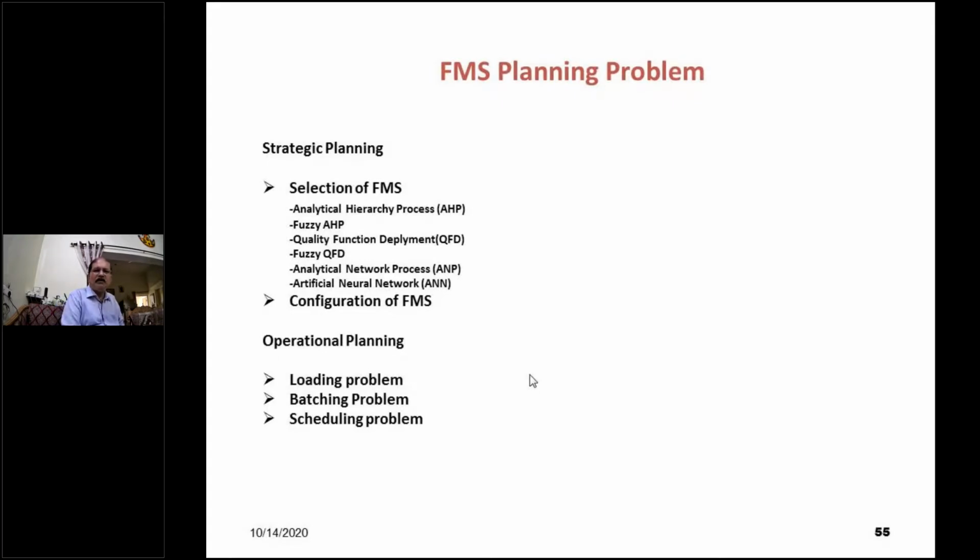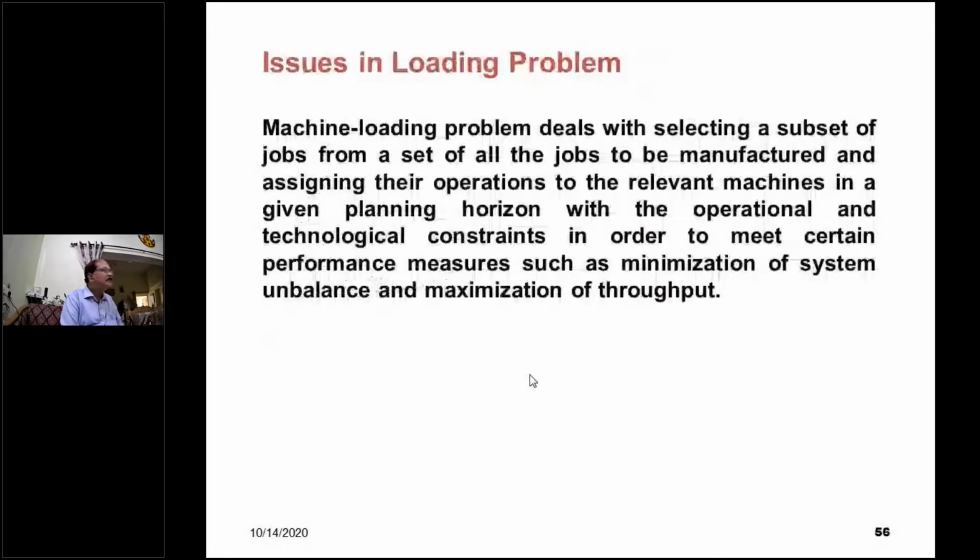The machine loading problem deals with selecting a subset of jobs from a set of all the jobs to be manufactured and assigning their operations to the relevant machines in a given planning horizon with the operational and technological constraints, in order to meet certain performance measures such as minimization of system unbalance or maximization of the throughput. This is what we do.